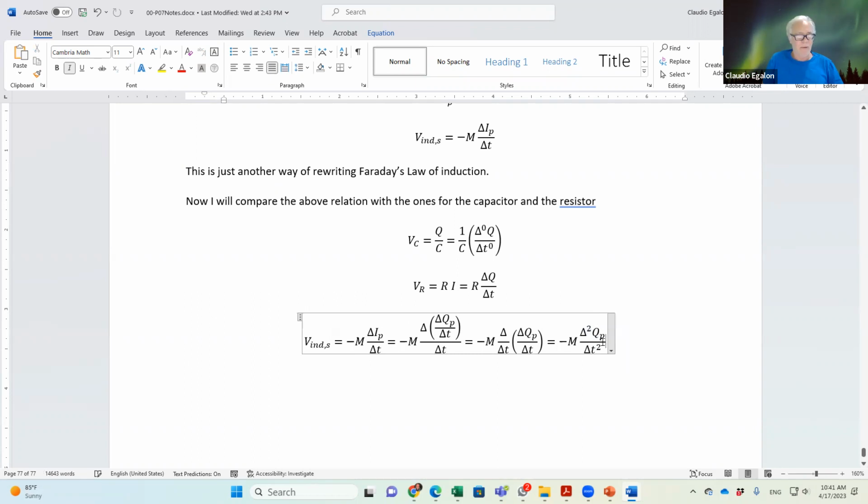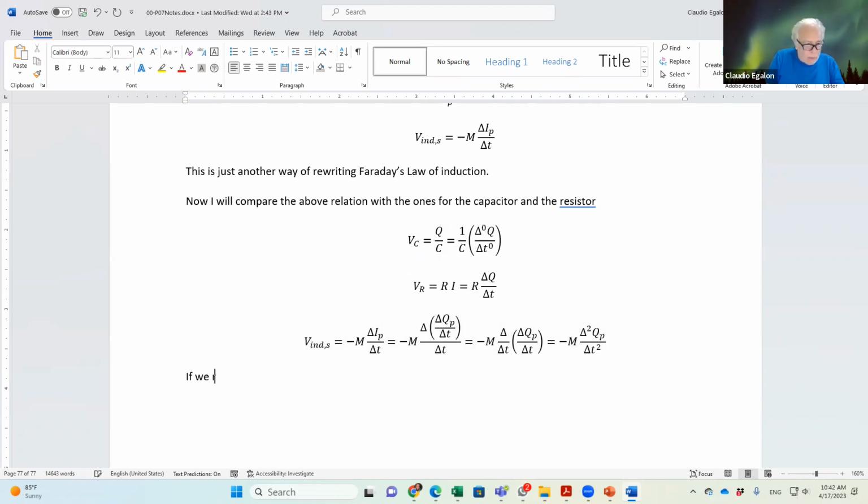Okay, here you go. If you forgot, they are all proportional to a parameter of the device. Here is a parameter of your capacitor, that is the capacitance or the inverse of the capacitance. Here is the parameter of your resistor, which is the resistance. And here is a parameter of your third device, that is the mutual inductance.